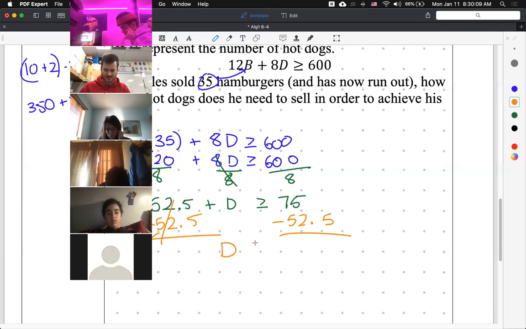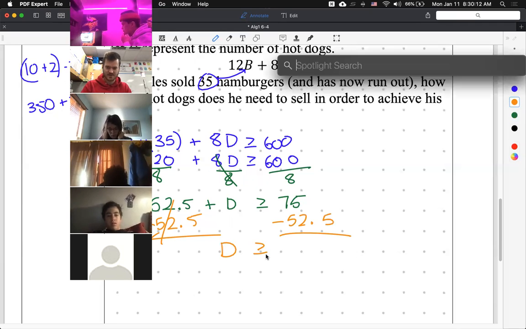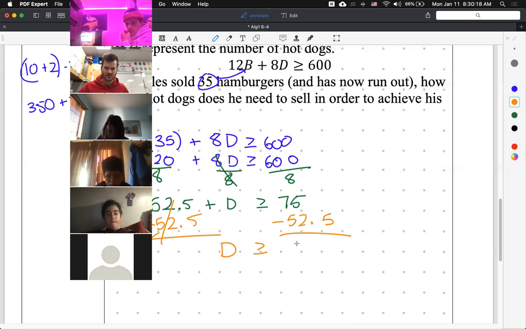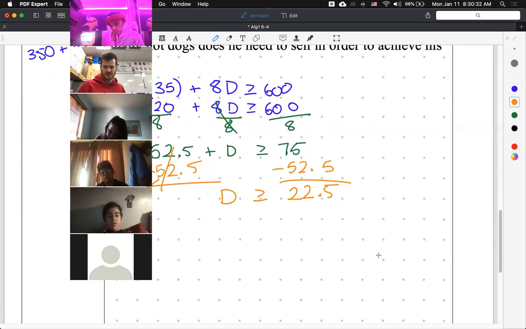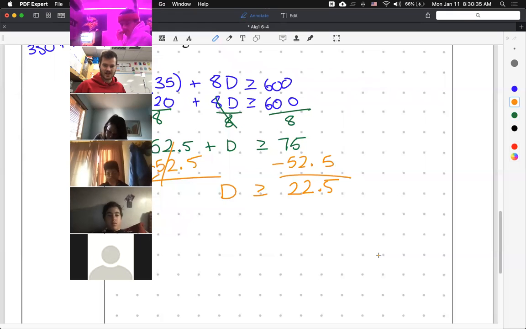So you're going to still make the final conclusion, Haiti, but I'll do the math for you because I have Spotlight Search. Nice and handy. 75 minus 52.5 is 22.5. I know Giorgio already said the answer, but Haiti, how many hot dogs does Charles need to sell? Obviously, if he sells 100, that's more than 22.5. But what is the lowest number of hot dogs he can sell to still achieve his goal of selling $600 worth of food? What's a number greater than 22.5?